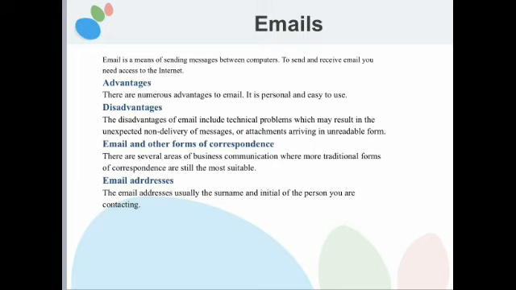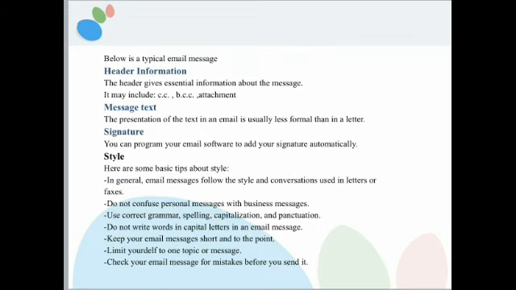Next, email and other forms of correspondence. There are several areas of business communication where more traditional forms of correspondence are still the most suitable. Email addresses. The email address is usually the username and initial of the person you are contacting. Below is a typical email message.